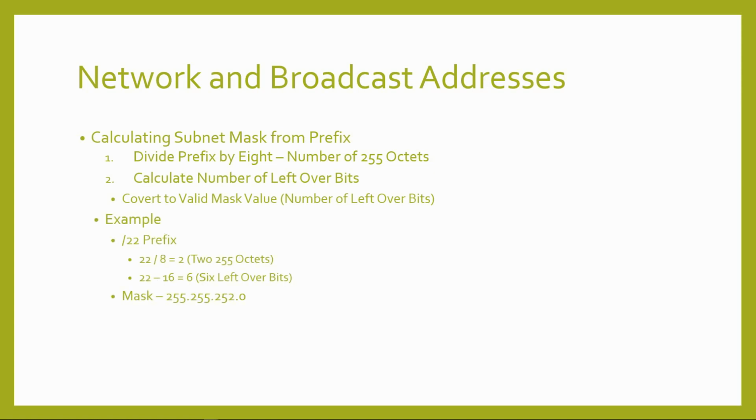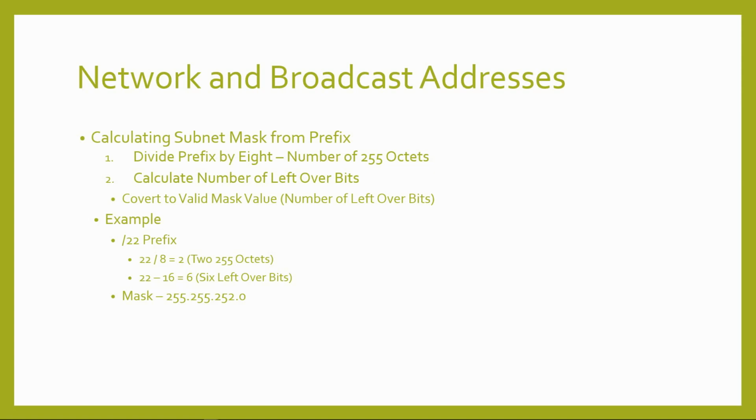So let's take our example and look at it here. A /22 prefix means 22 network bits. If we take the 22 and divide by 8, that's 2. So we get 2 octets of 255. Now we say, okay, what is 2 times 8? That's 16. So we take the 22 and subtract 16 from it, because those are the bits we've used, and that leaves 6 bits left over. If we reference that chart that I showed you earlier, that means that 6 bits for the network comes out to a 252. So our subnet mask becomes 255.255.252.0.